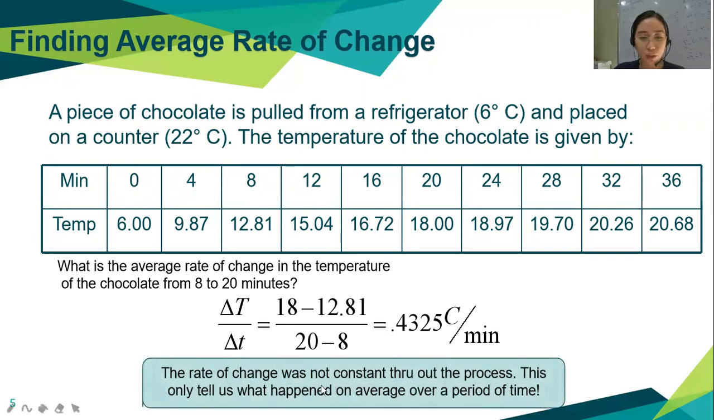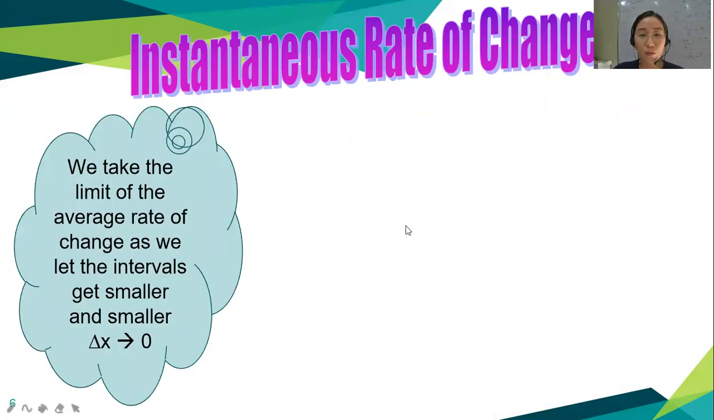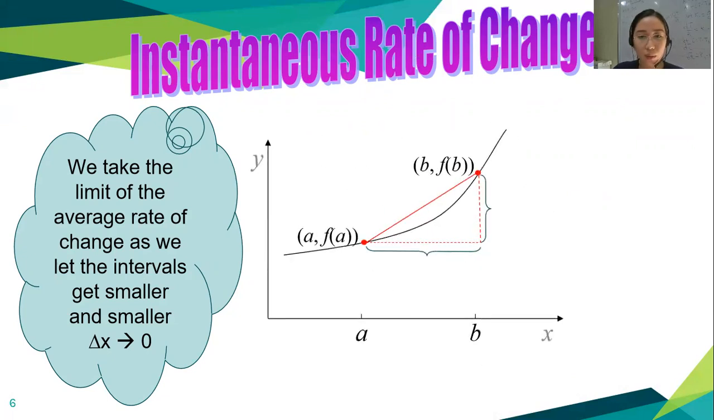So the rate of change was not constant throughout the process. This only tells us what happened on average over a period of time, from the range of 8 to 20 minutes. So for the instantaneous rate of change, we take the limit of the average rate of change as we let the intervals get smaller and smaller, as delta x approaches 0.